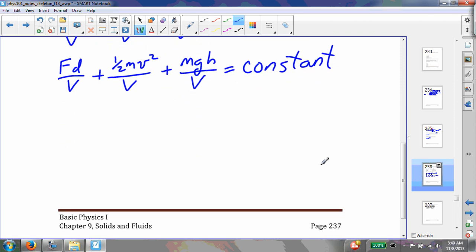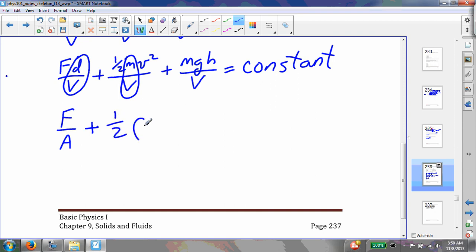And then I can get some expressions. I'm going to make some substitutions here. So the distance over my volume, that is, I have meters over cubic meters. This is going to be the same as force per unit area. And then I have here mass over volume. That's the same as density. So it's 1/2 rho v squared, where v now is my velocity. And then similarly over here, I have mass over volume. So that just becomes rho times g times h. And this has to remain constant.